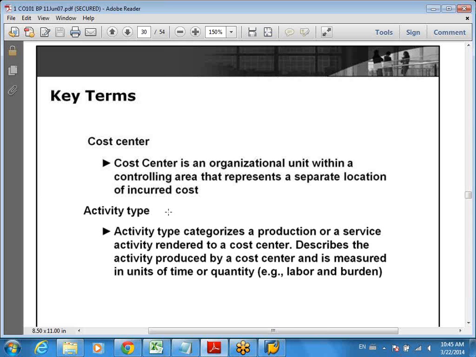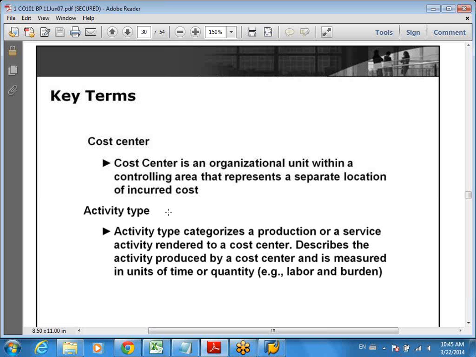Activity types are part of the cost center account. The activity types categorize a production or a service activity. Is it related to a cost center? It describes the activity that's performed by the particular cost center. Okay, it could be how many hours an employee worked.